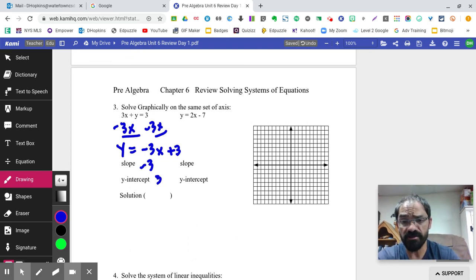So to graph that, I start on the y-axis at 3. And the slope is negative 3, so I go down 3 over 1. Down 3 over 1. And remember, if you run out of room, it's the opposite, is up 3, back 1. And we always run to the right.